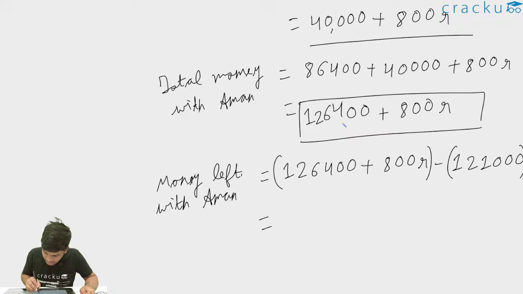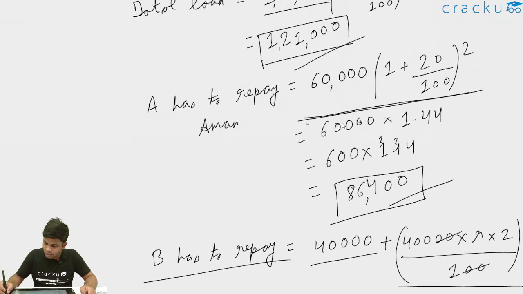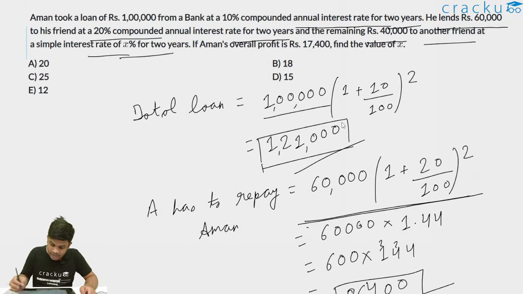So we will subtract these two numbers. So we will get 400, and 6 minus 1 is 5. So 5400 plus 800R. This is the money left with Aman, which we can say is the profit of Aman. Okay. And in the question, it was said that Aman's overall profit was 17,400.